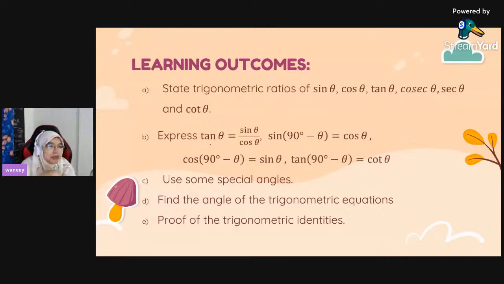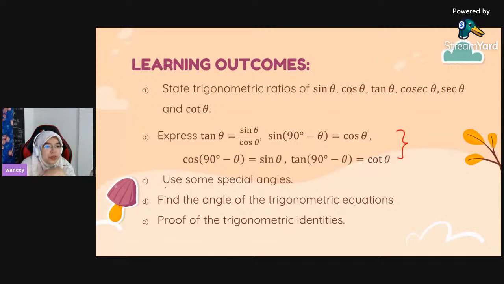And then B, express tangent theta equal to sine theta over cos theta. Sine 90 degree minus theta is equal to cos theta. Cos 90 degree minus theta is equal to sine theta. And then tangent 90 degree minus theta is equal to cotangent theta. So we are going to express them by using the help of a triangle. We're going to use a right angle triangle, and then we're going to express this one.